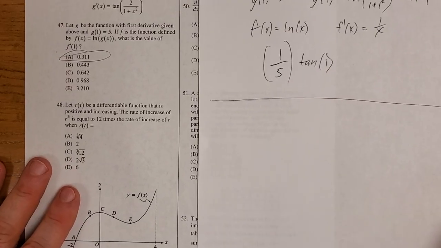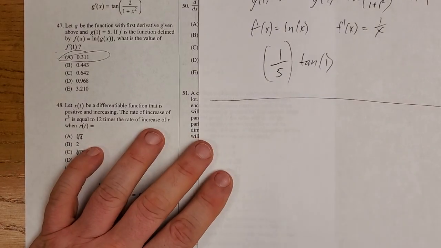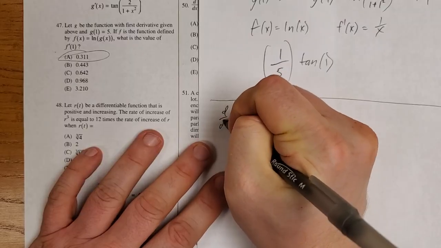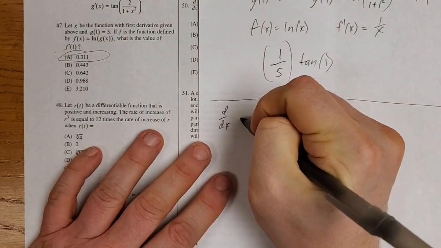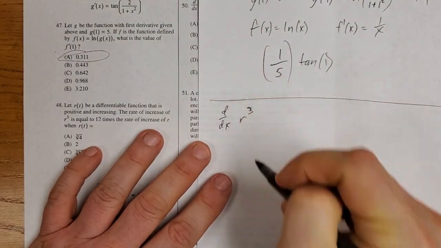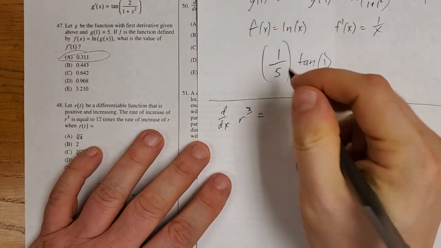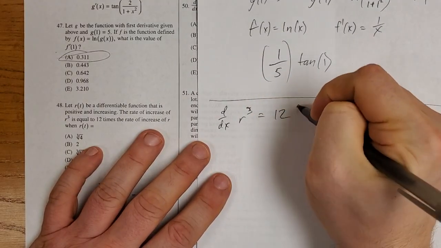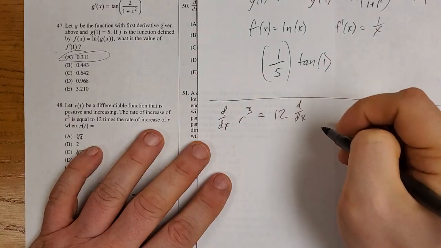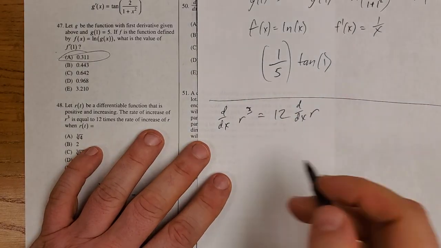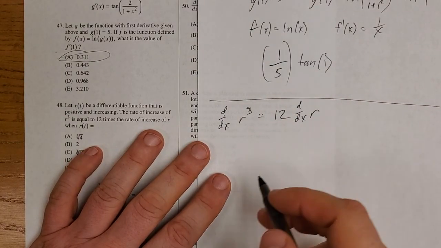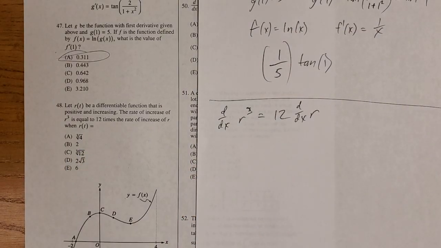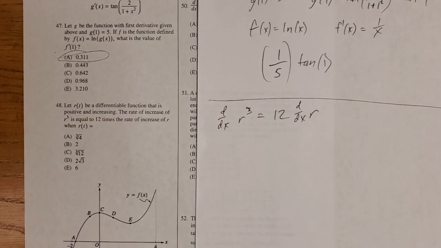So it's saying that the derivative of r cubed equals 12 times the derivative of r somewhere. And where is that somewhere? So let's see. Okay, I think about this a little bit.